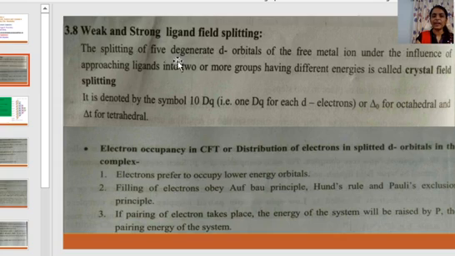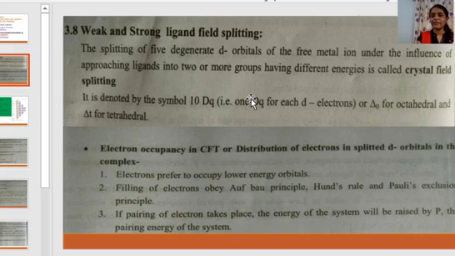The splitting of the five degenerate d orbitals of the free metal ion under the influence of approaching ligands into two or more groups having different energies is called crystal field splitting. We have already learned that the degenerate d orbitals of the metal are split into two or more groups, and this splitting is called crystal field splitting. It is denoted by 10 Dq, 1 Dq for each d electron.